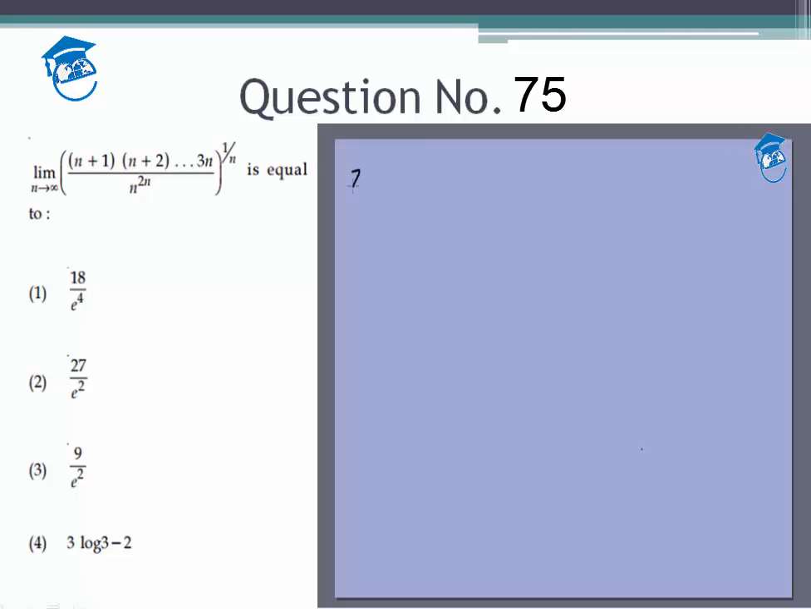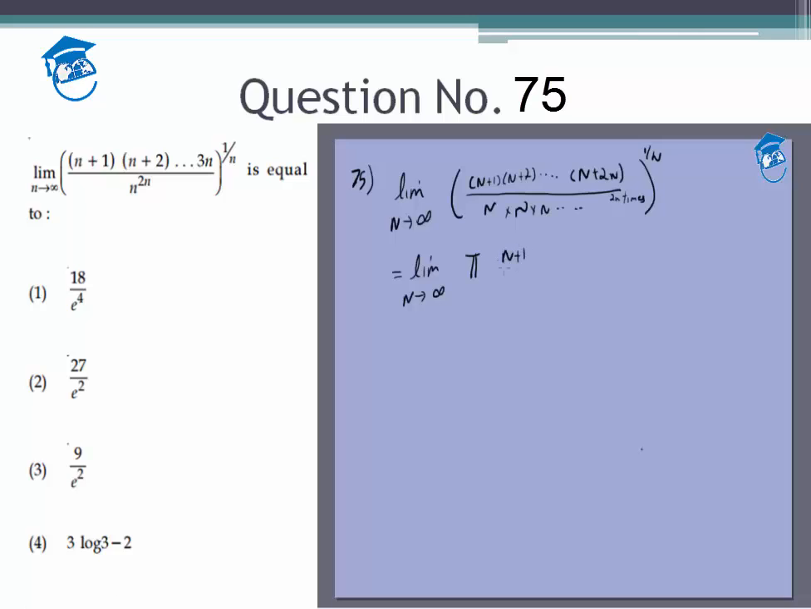Next, we are given the limit as n goes to infinity of the quantity (3n)(2n) in the numerator, which I'll just write as n plus 2n, and in the denominator n to the power 2n, and all of this is to the power of 1 by n. So we can basically just write this as the limit as n goes to infinity of the product of (n plus k) by n, where k goes from 1 to 2n, and this is to the power 1 by n.